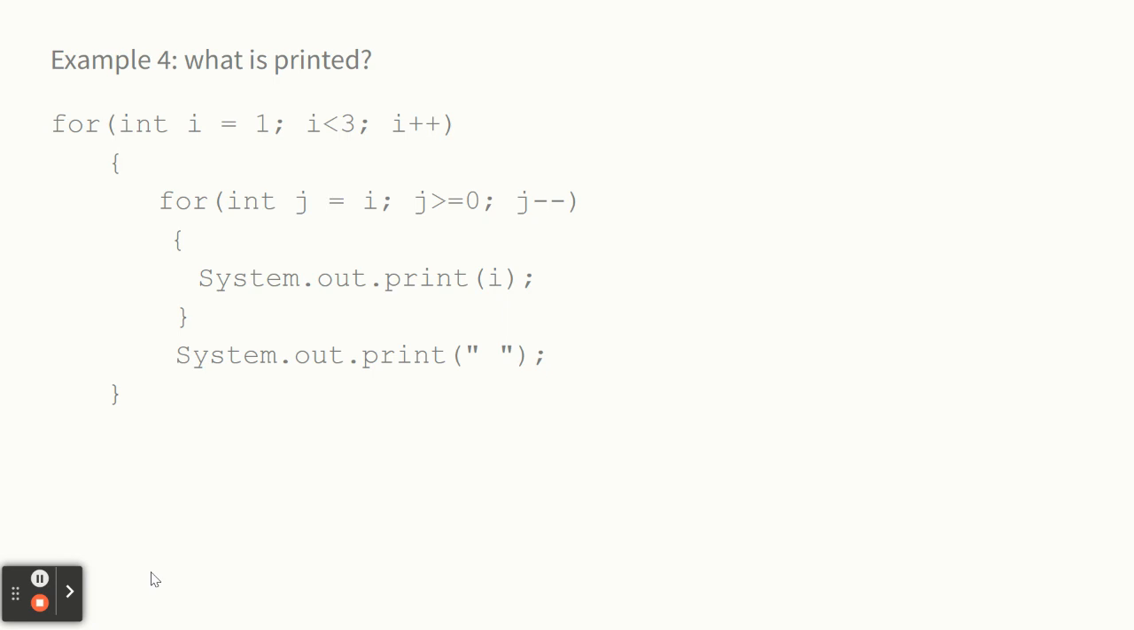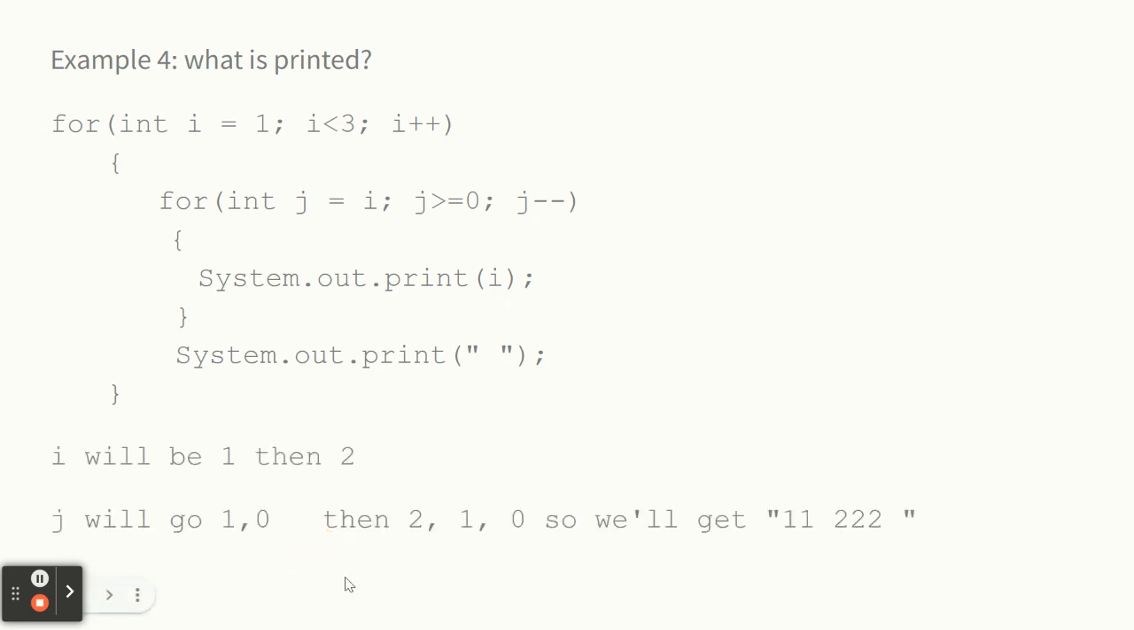What do you got, Brendan? Pretty sure it's 1, 0. 2, 1, 0. That's what I was going to say. So I will be 1 and then 2, and then J will go 1 and 0, and then 2, 1, 0. So we're going to get 1, 1, 2, 2, 2, with spaces.